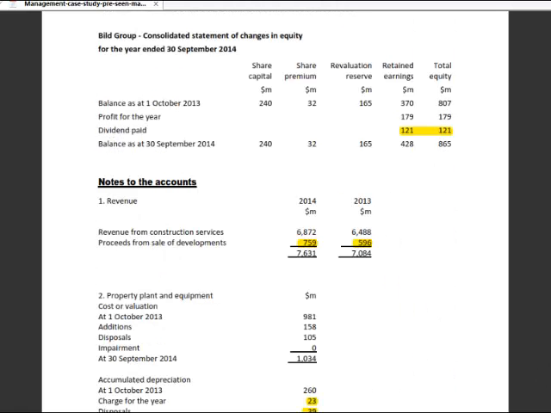The consolidated statement of changes in equity, balance at the 1st of October 2013 to the September 2014. Profit for the year, it ties up with the profit and loss account. Dividend paid, 121 million. So for a company that's running out of cash, this is obviously an issue. Should they be paying dividends when they're running out of money and borrowing? We need to come back to that and have a look.